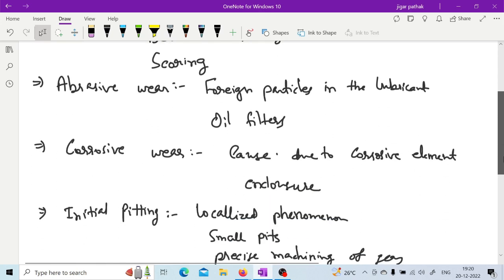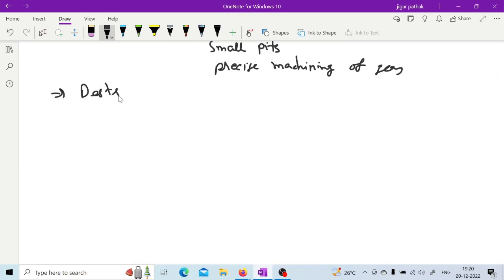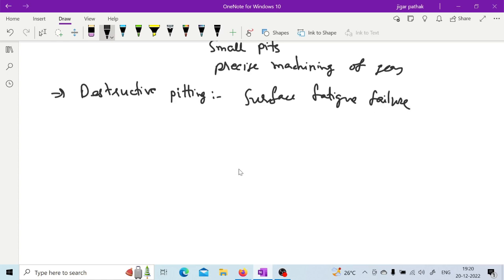The remaining, destructive pitting and scoring, we will discuss. Destructive pitting takes place whenever the surface endurance strength is exceeded. It is a surface fatigue failure, and it depends on the magnitude of the Hertz contact stress and the number of cycles.